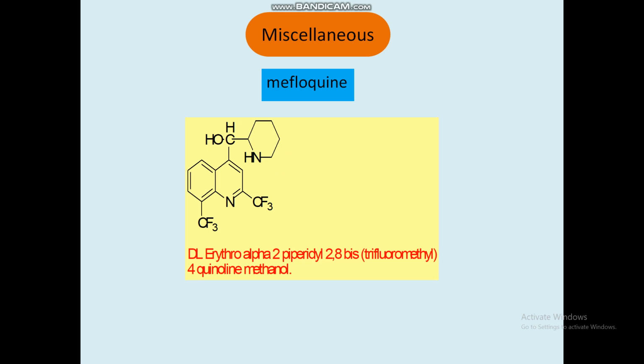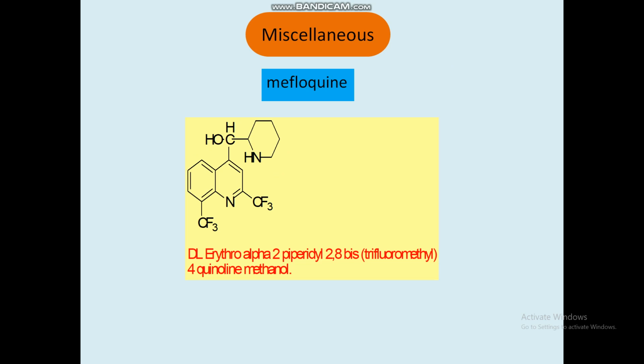Okay, so next, mefloquine. This is the structure of mefloquine. It is a derivative of quinoline, a quinoline methanol derivative developed to deal with chloroquine resistant malaria. It is a rapidly acting erythrocytic schizontocide, slower than chloroquine and quinine. So it is effective against chloroquine sensitive and resistant plasmodia.